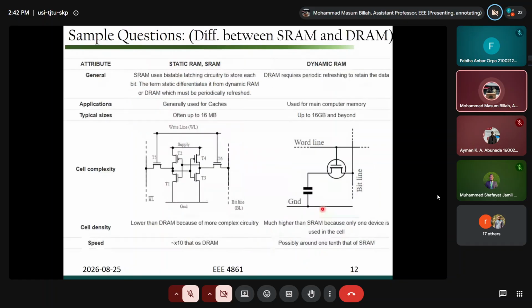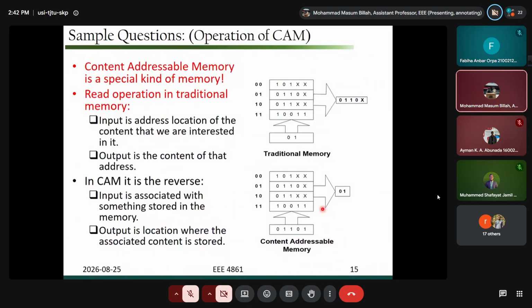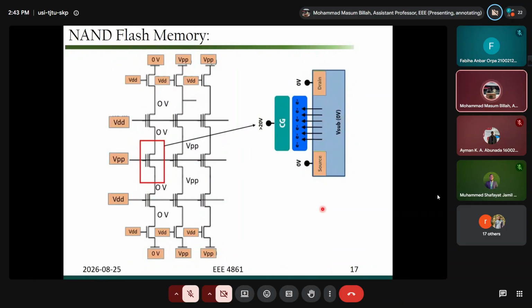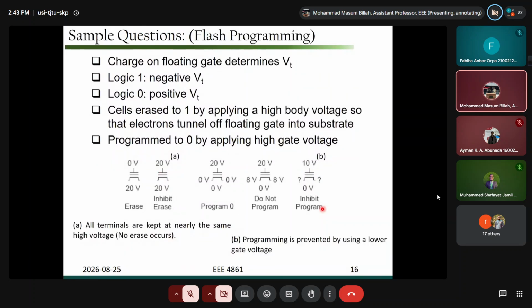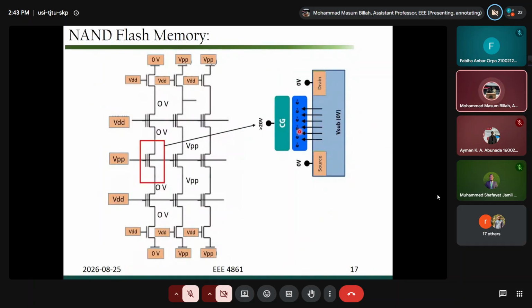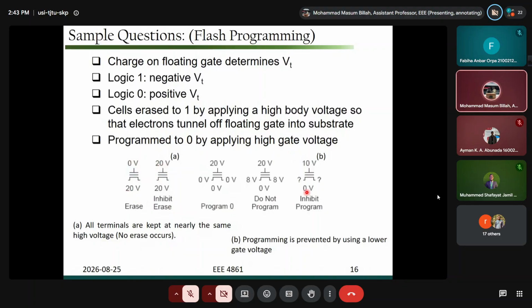Okay, so we studied so many topics of RAM or memory, and the content addressable memory, CAM. This kind of topic will carry a full question of 30 minutes. So you should know the device, the control gate, and the floating gate principle, how they work and how they store data, based on the flash memory conditions.